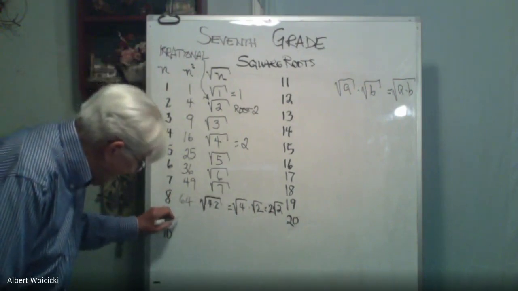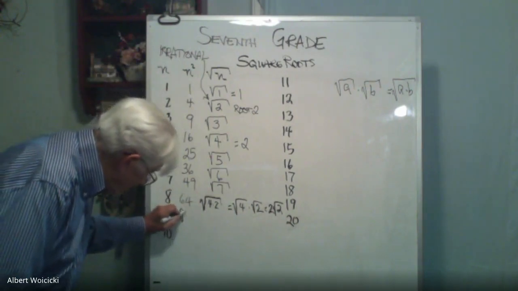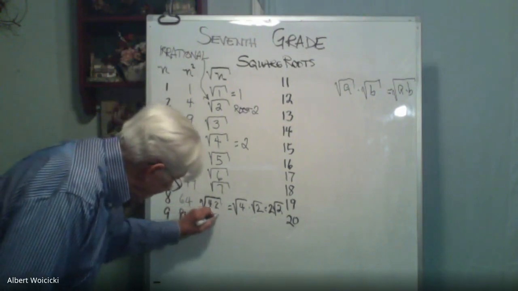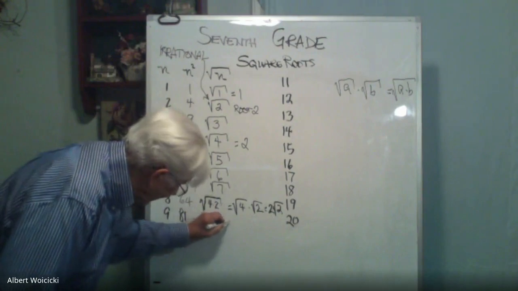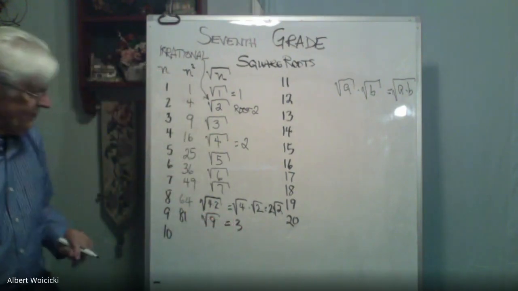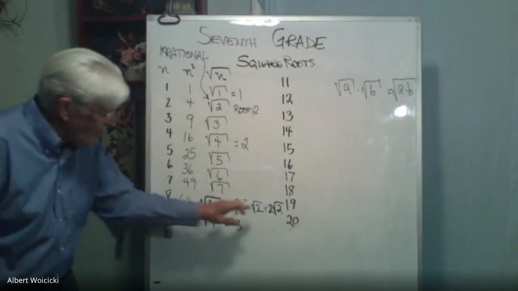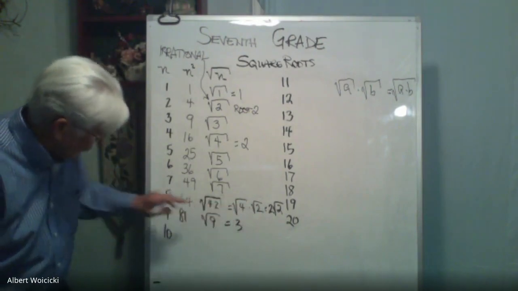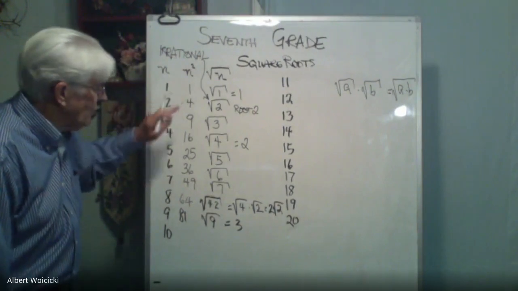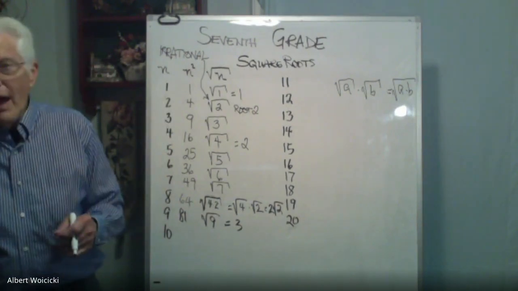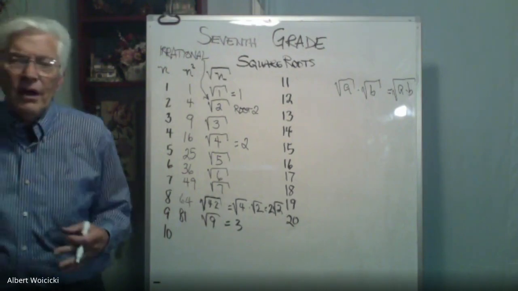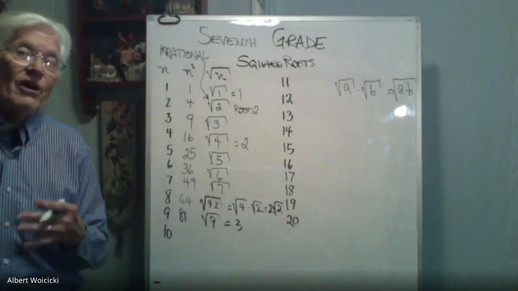And now we get to 9, we get 81. And what's the square root of 9? Finally, another rational number, 3. So every one of these numbers, the square root of 8, 7, 6, 5, 3, and 2 are all irrational. Now, that might ask the question, class, are there more irrational numbers than there are rational numbers?